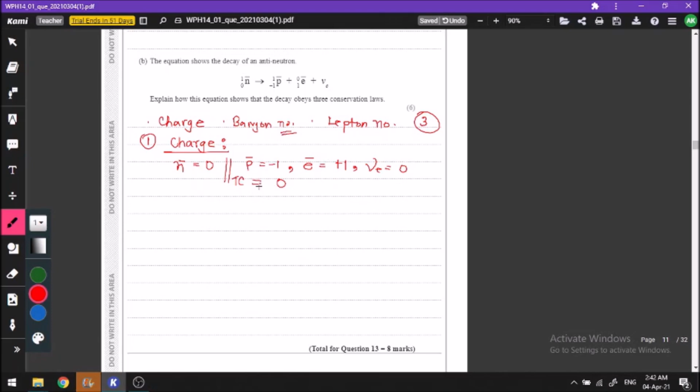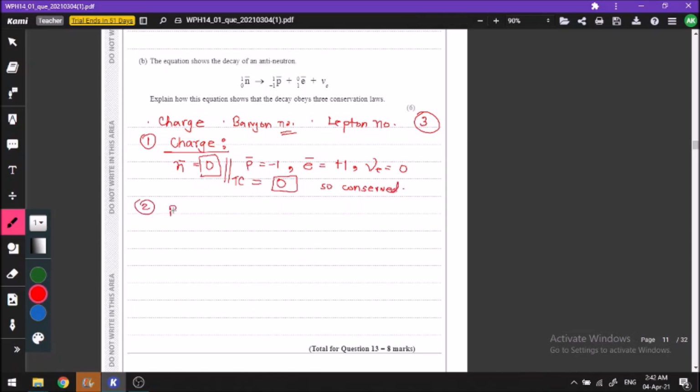Total charge is equal to 0. So as we can see, the total charge before and after the decay is 0, so the charge is conserved. If you want, you can box these two things to show that they are the same, so the charge is conserved. You write it like this.